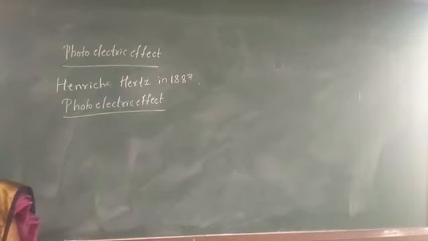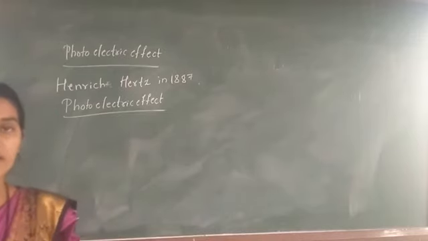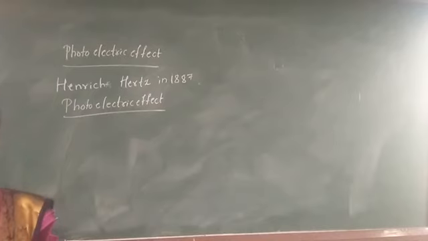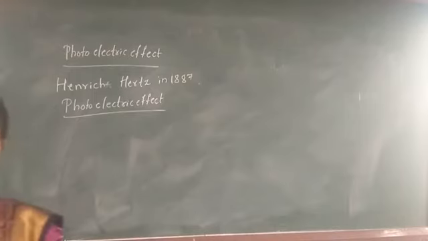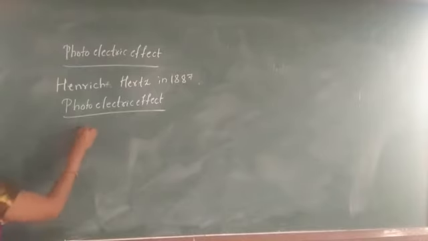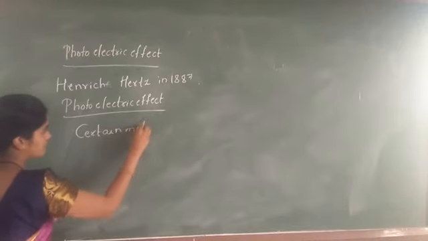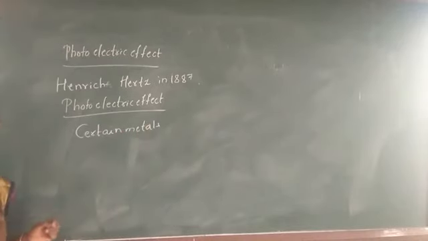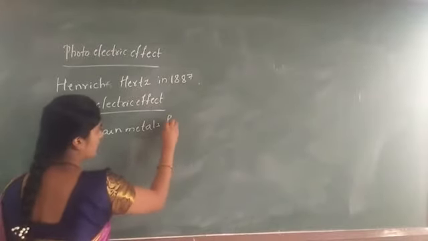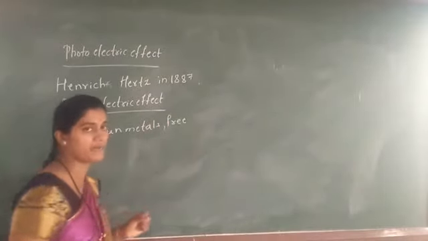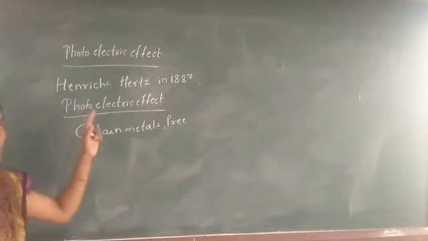According to the photoelectric effect, when radiation of suitable frequency is made to fall on certain metals, the free electrons are emitted. The emission of free electrons is called the photoelectric effect.